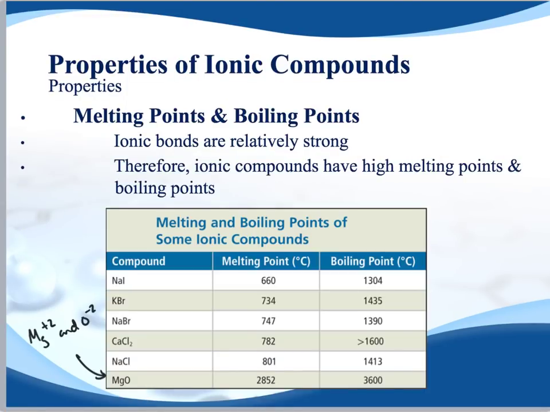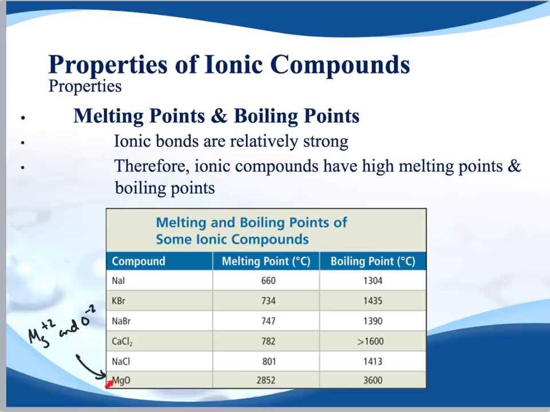Melting point and boiling point. So ionic bonds are relatively strong. Remember, things like to react because they become more stable. They have a good attraction to other particles. Therefore, ionic compounds have high melting points and boiling points. You can kind of see here sodium iodide. We're going to learn how to name these soon. Potassium bromide, sodium bromide.